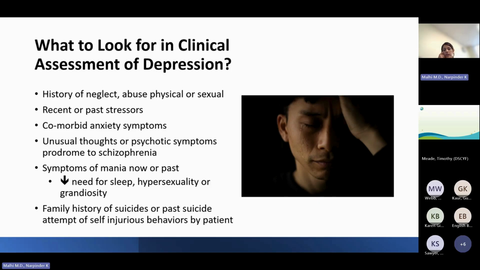And then if there is a family history of suicide, past suicide attempts by the patient, or self-injurious behaviors by the patient, it is really important to consider safety as a primary concern for the parent and for us as well, to make sure that an outpatient level of care is going to be okay, or whether we should be referring the patient for a higher level of care.